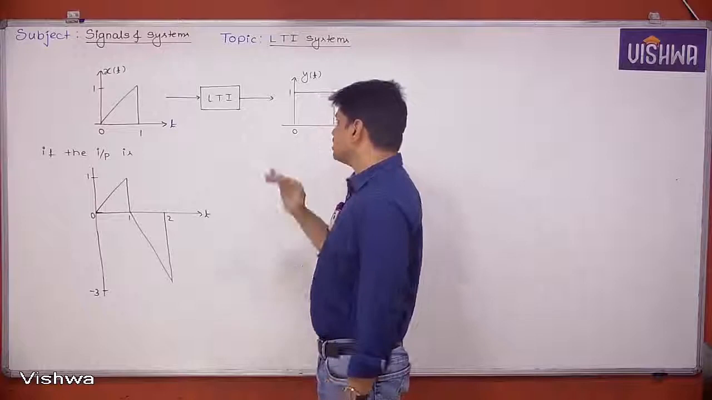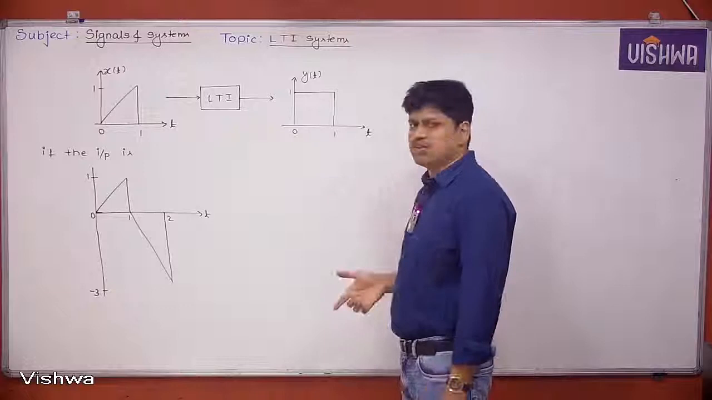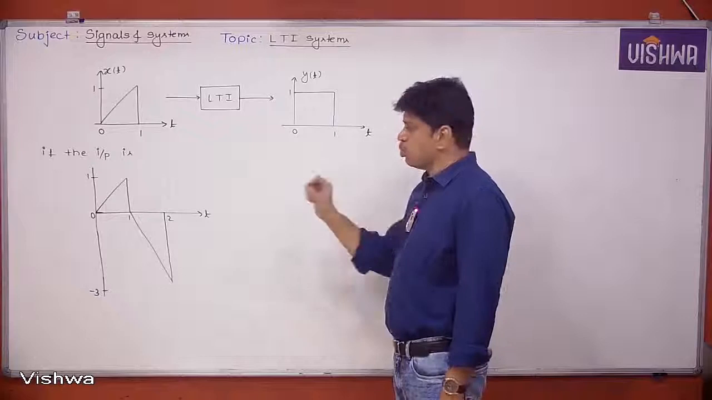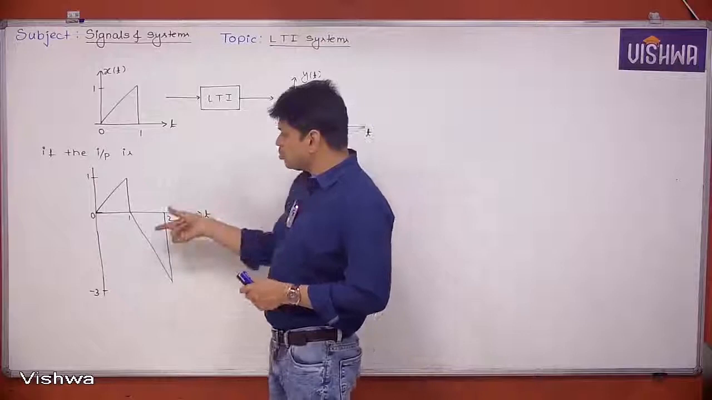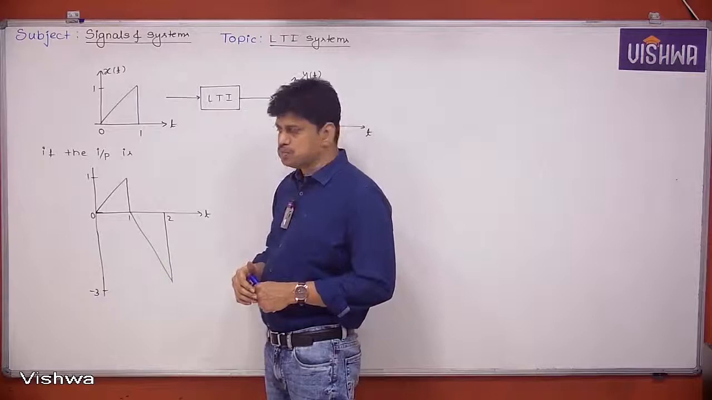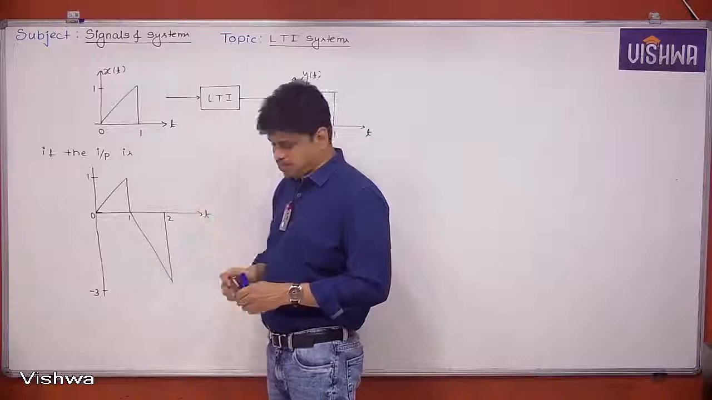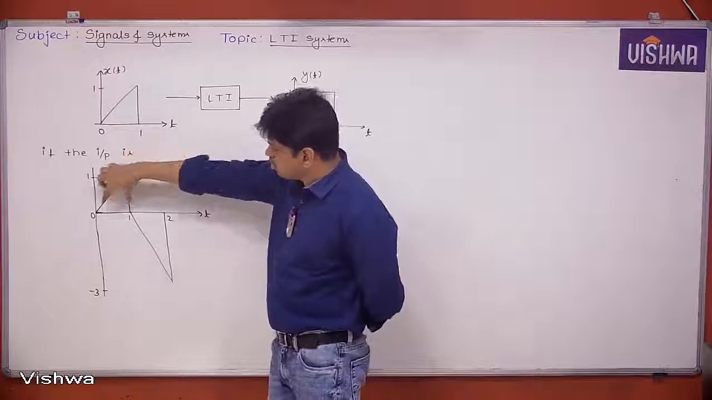Next, we don't care what the relation between x of t and y of t is, because it is an LTI system, by using LTI system properties we can get the output very easily. How? First try to understand what input they have given and what its relation is with x of t. If you observe carefully, the part of the input from 0 to 1 is exactly x of t.